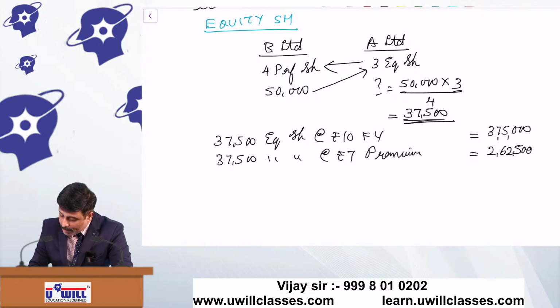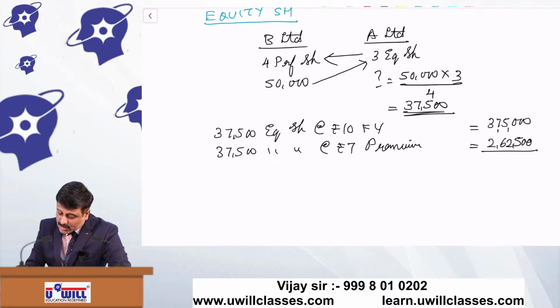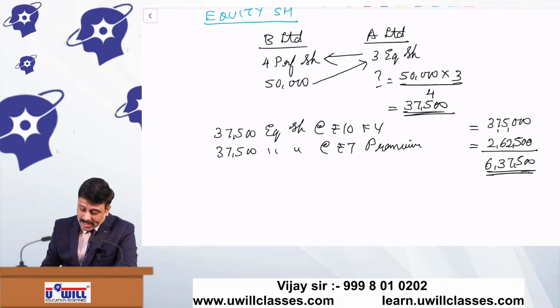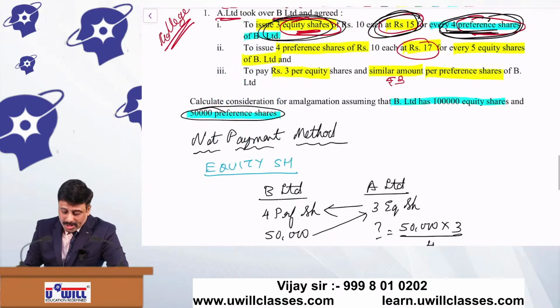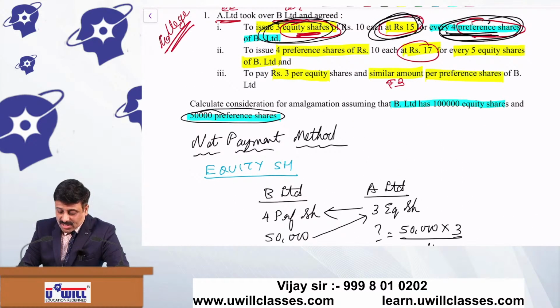Means the total payment to the preference shareholders in the form of equity shares will be 3 lakhs plus 2 lakhs 62,500, so 6,37,500. This will be the total payment done to the preference shareholders in the form of equity shares. Now the second payment, we go for preference shares. See the second information given to you: to issue 4 preference shares of 10 each at rupees 17 for 5 equity shares of B Limited.